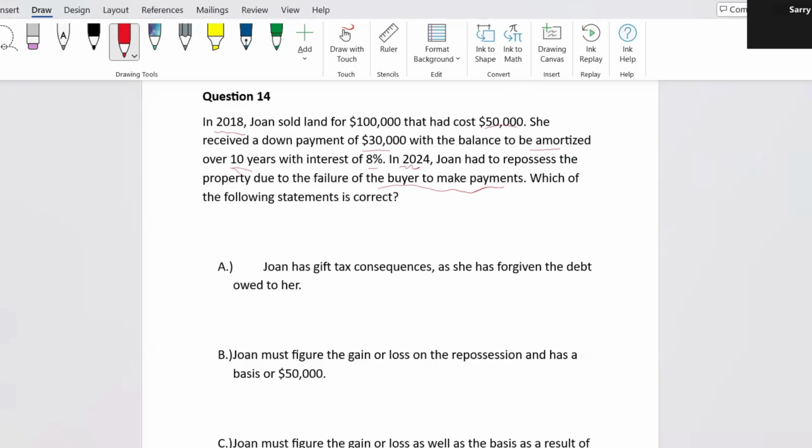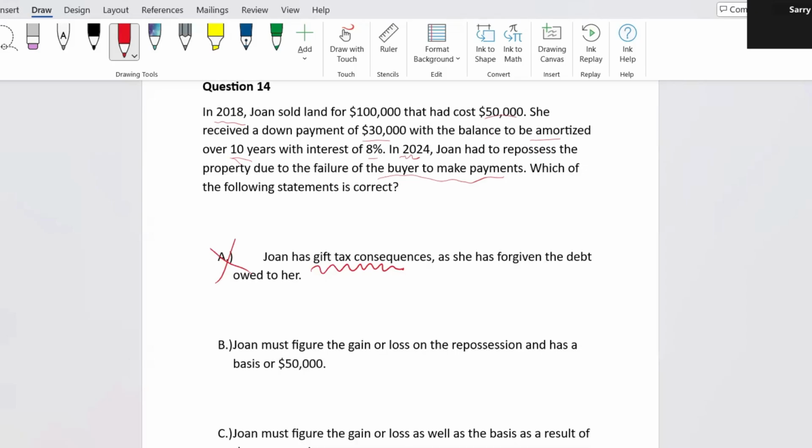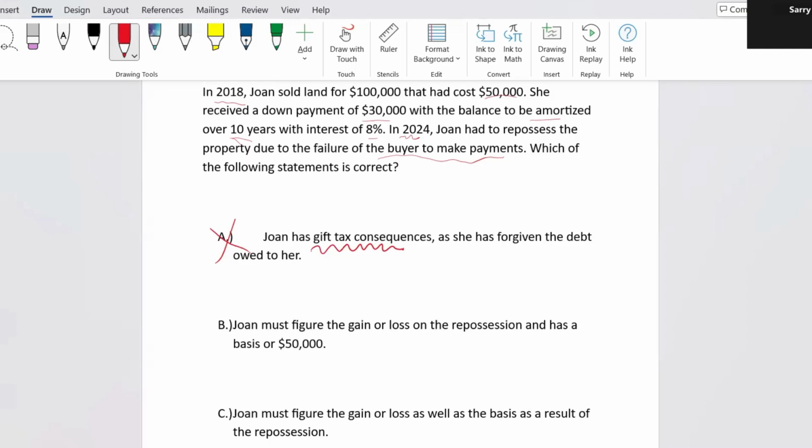So which of the following statements is correct? Joan has gift tax consequences and she has forgiven the debt owed to her. So the easy one to eliminate is this one right here because it includes gift taxes. There are no gift tax consequences. And typically, no gift tax situations at all with installment sales unless you sell, for example, something at a lower price, less than fair market value to a family member. That could be construed as more of a gift than an actual installment sale. So that one's eliminated in this situation.